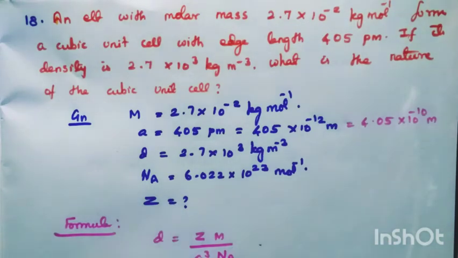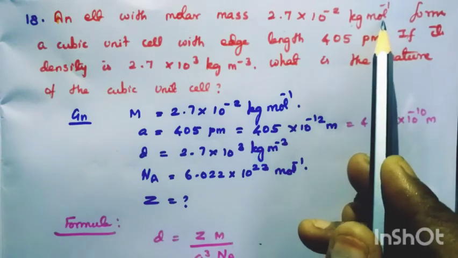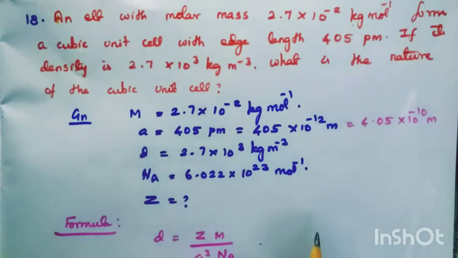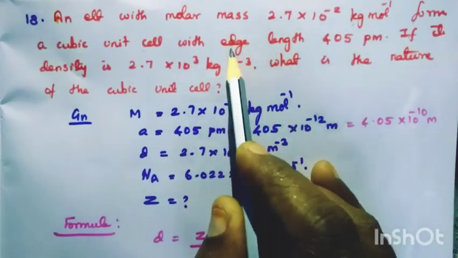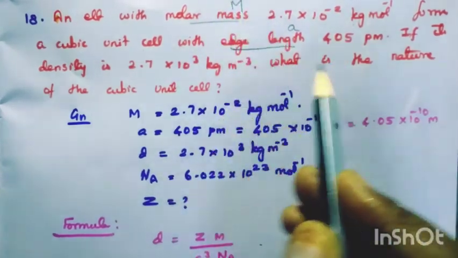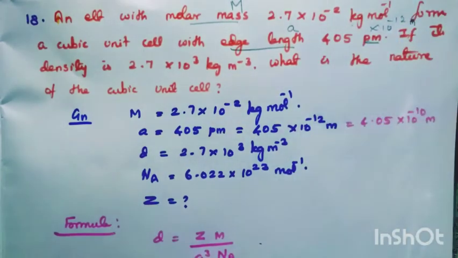This problem we already discussed in the last class. An element with molar mass 2.7 × 10^-2 kilogram per mole forms a cubic unit cell with edge length a. Molar mass is M. Picometer is 10^-12 meter.